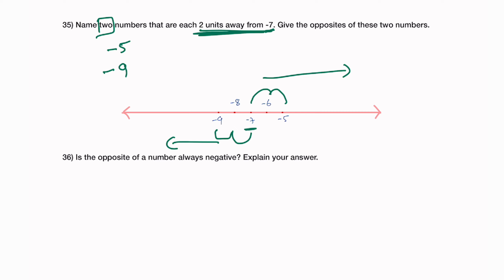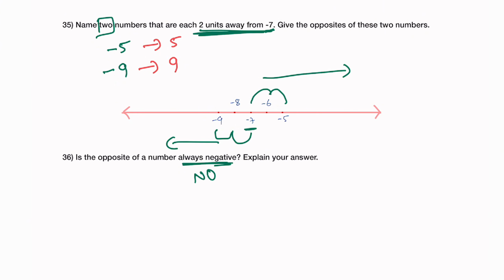Give the opposites of these two numbers. Really, the opposite of minus 5 is 5. And the opposite of minus 9 is 9. Silly question. Simple. Done. Is the opposite of a number always negative? Is it always negative?